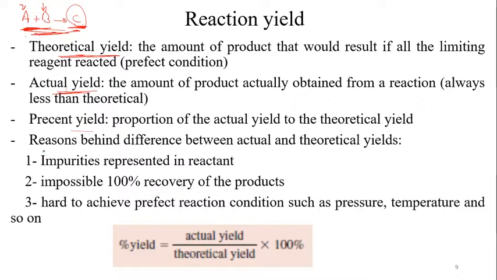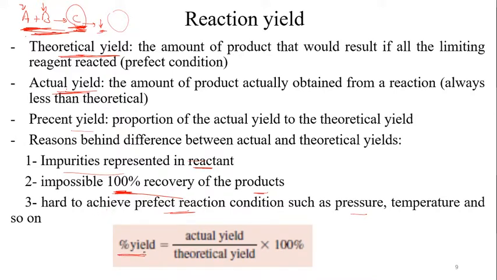The reasons behind that, like I said, are the impurities present in the reactants, and it's impossible to recover 100% of the product. I mean by that, if I have a material which is precipitating, sometimes when I use filter paper, I get some material left in my filter paper and I lose some of my material. So I cannot have 100% recovery of any product. Also, it is hard to achieve perfect conditions, such as pressure, temperature, and so on.